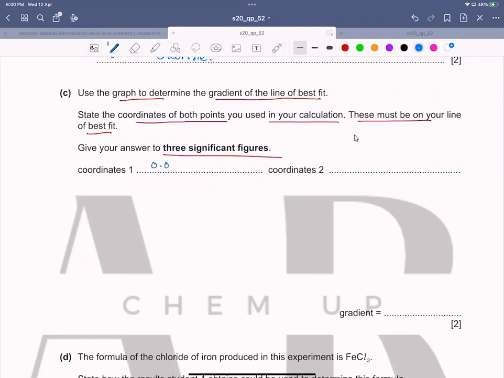0.0102 and 0.0301. You're telling me coordinate 1, x is 0.0102, and y is 0.0301. Okay. Now coordinate 2. I chose the last coordinate for coordinate 2, so it's 0.0699 and 0.205.